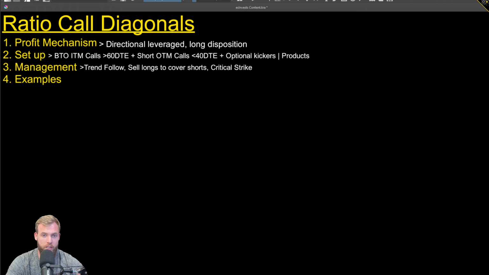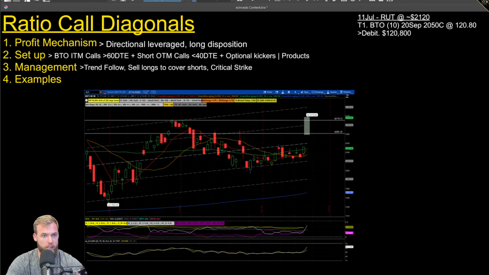All right, let's take a quick look at an example. Pretty simple one, actually. On the 11th of July, the Russell started to break up and out. I was waiting for this for a while. So in this case, I went in and I bought 10 of the 20 September 2050 calls for $120.80. So again, you can figure out the DTE from here.